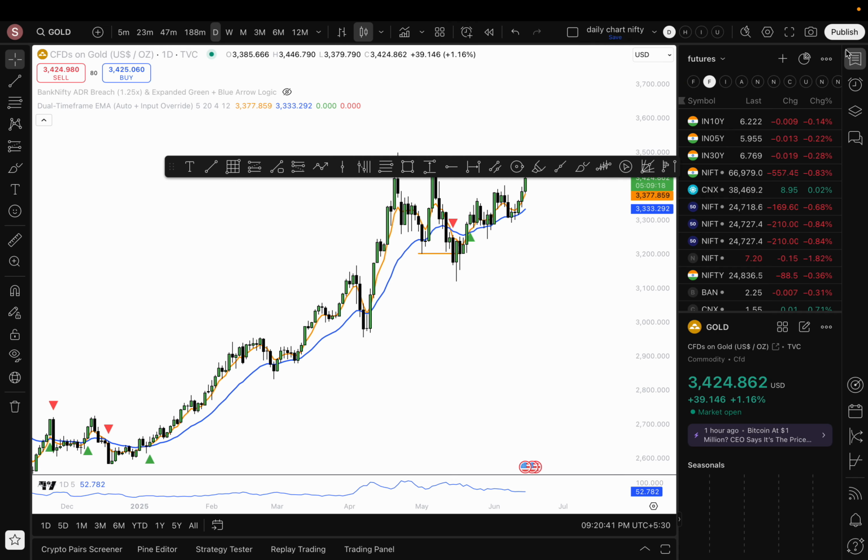I'd like to discuss how to use this double EMA indicator. Obviously, you don't have to do anything. You just have to go here. I will be sharing the link for this indicator.